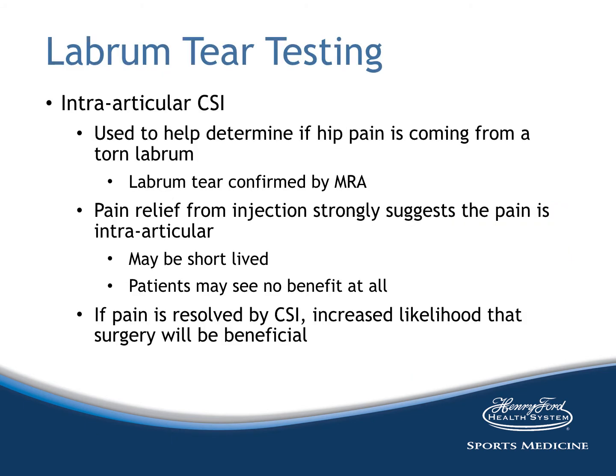Therefore, the next step may be intra-articular corticosteroid injection. This can be used to help determine if the pain is actually coming from the torn labrum that was confirmed by MR arthrogram. Pain relief from the injection indicates that the pain is most likely coming from the intra-articular region. The pain relief may be short-lived, but if they have good pain relief, then it is more likely that the pain is coming from the labrum tear. If a patient sees no benefit whatsoever, then there's a good opportunity that the pain is coming from something else. Patients who have complete resolution of pain with corticosteroid injection, even if it is short-lived, have an increased likelihood that surgery will be beneficial.